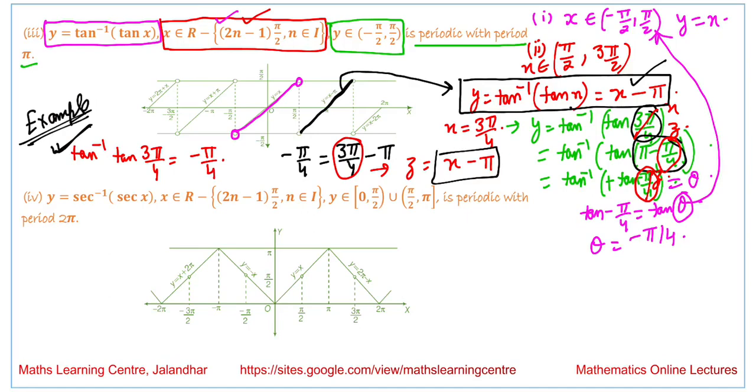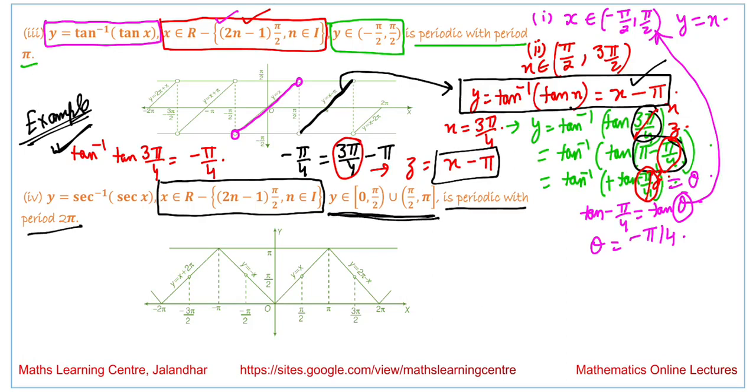Similarly, the next case we have, it is y is equal to secant inverse of secant x, and x belongs to this interval, or union of intervals we are talking about, and y belongs to this union of intervals. We have to prove that it is periodic with period 2 pi. So when we are talking about it is periodic, from the graph it is clear that these functions are periodic, and the period, it is clear from this value that the interval we have over here, it is of length pi, the interval over here, it is of length pi.